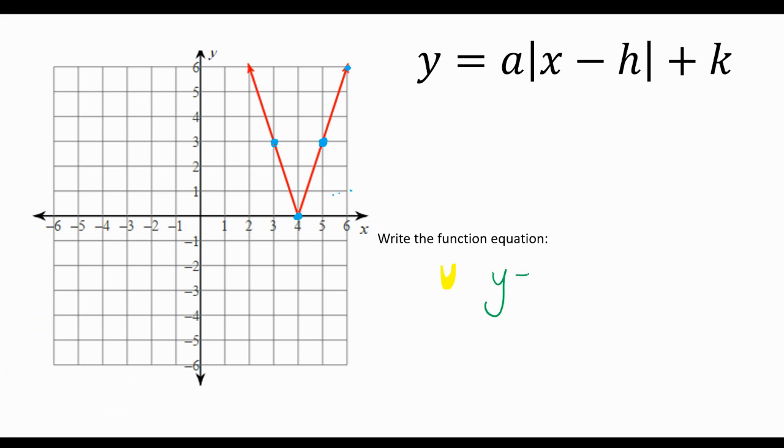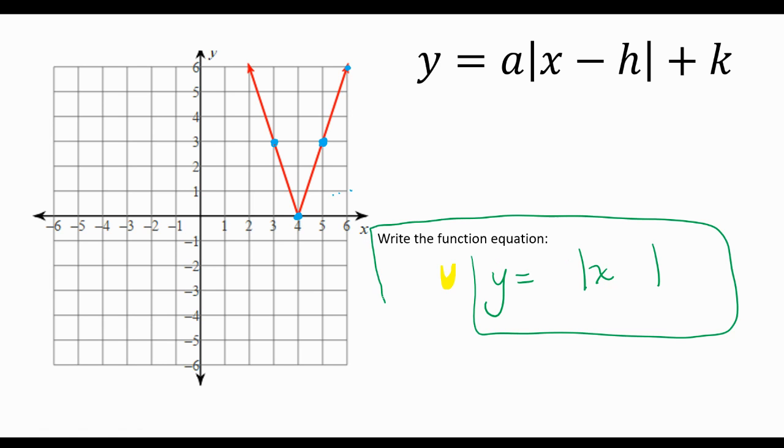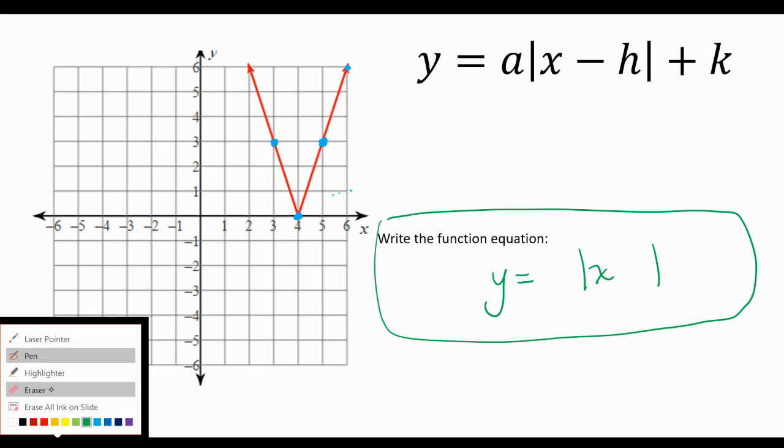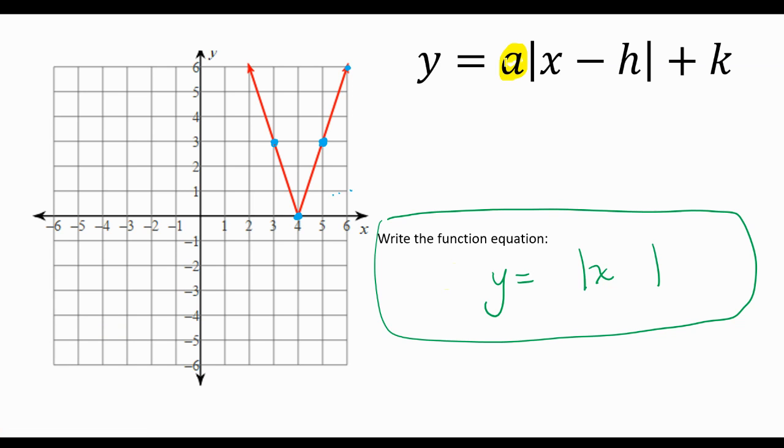There we go. Y equals absolute value with an x. Write the function equation. So we're deciding on A, H, and K. We're going to fill those in right here, here, and here. Okay, so here's our parent function. So 0, 0, and then 1, 1, just one box over. So let's start with A.